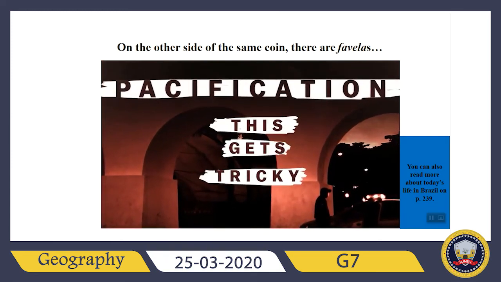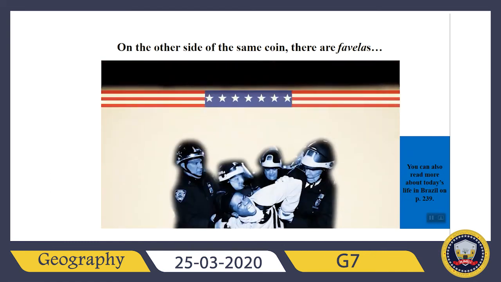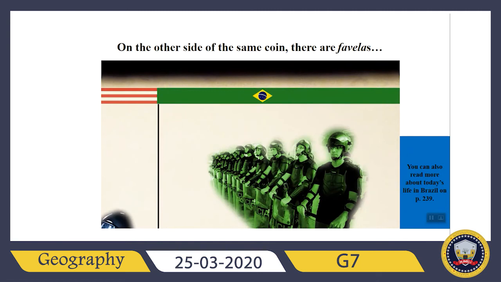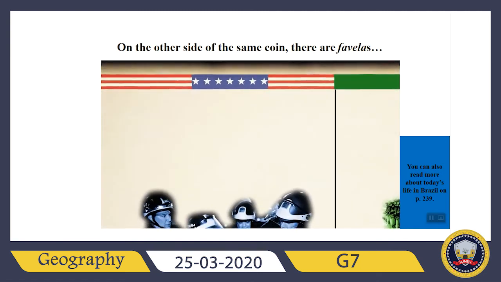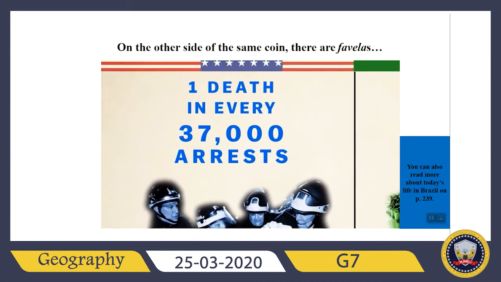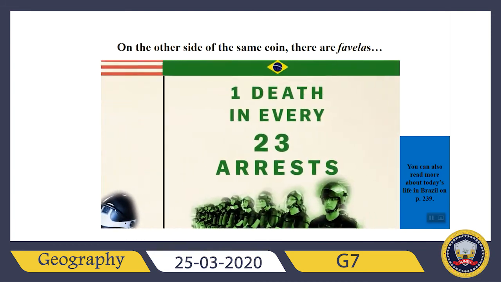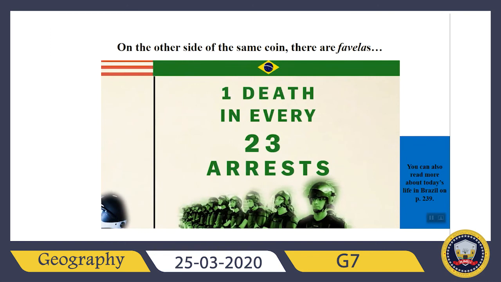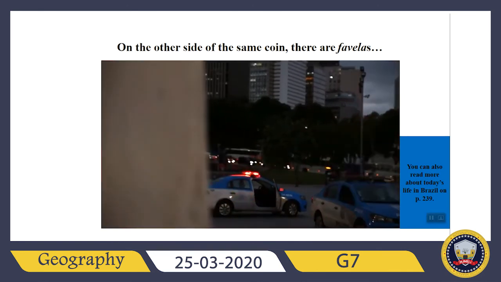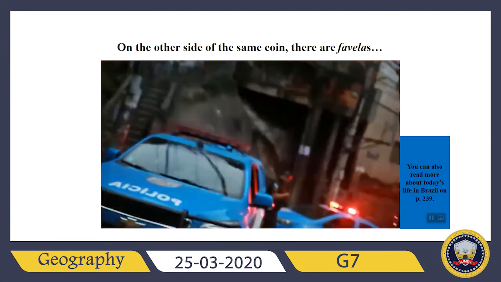There's been this big discussion in the United States about police brutality, but Brazil is on a whole different level when it comes to police violence and corruption. Human Rights Watch estimates that US police kill 1 person for every 37,000 arrests. In Rio, they say that number is 1 in every 23 arrests. So you can see why some felt skeptical of letting the police come into the favelas to try to restore order.